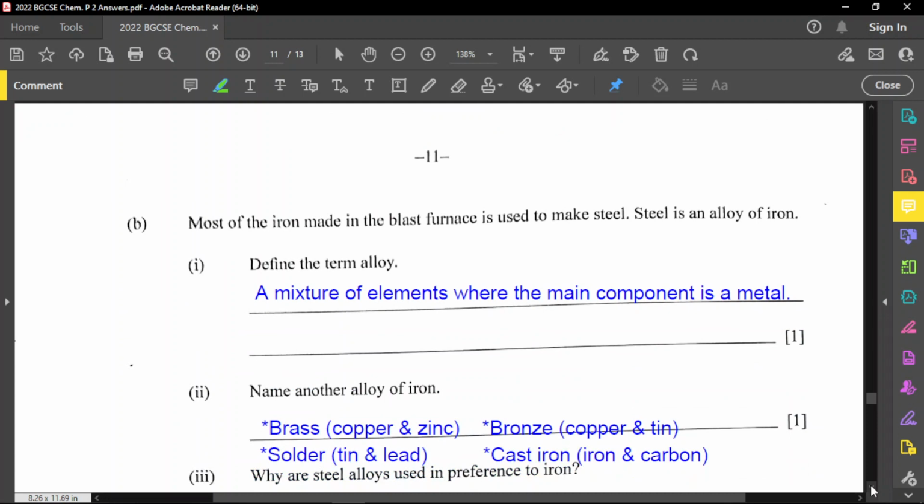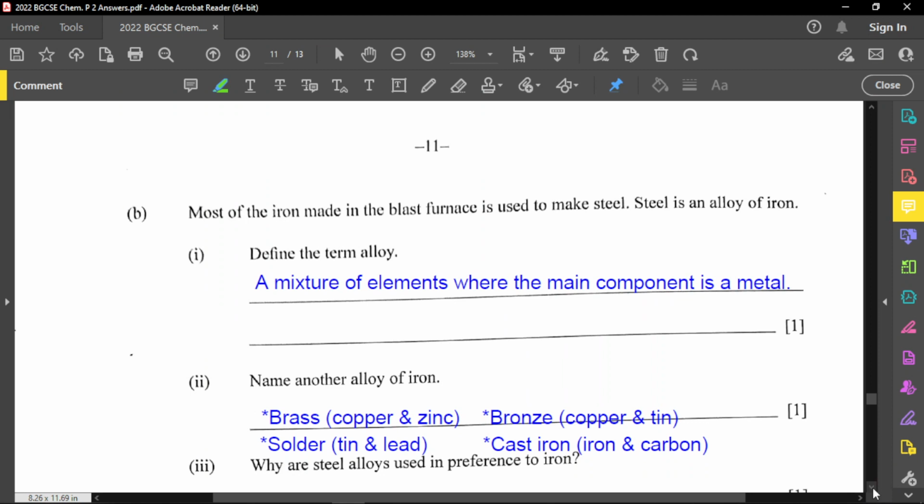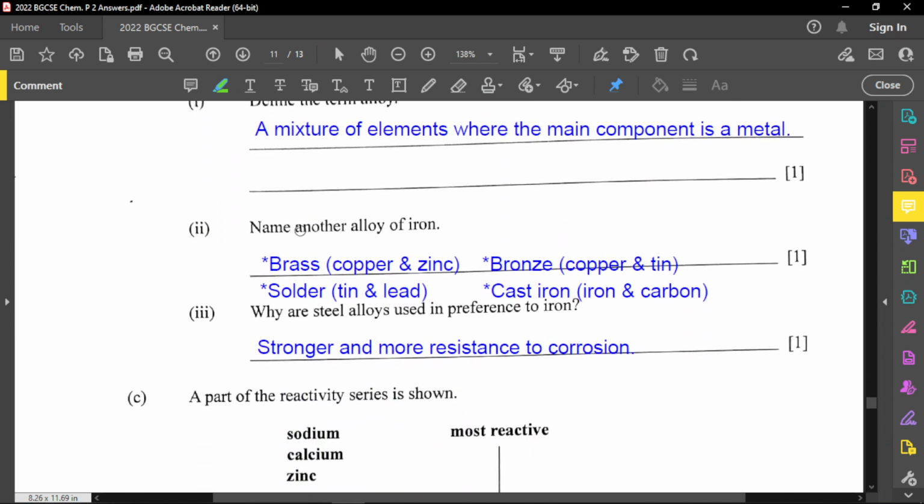For part B, most of the iron made in the blast furnace is used to make steel. Steel is an alloy of iron, and alloy is a defined term. An alloy is really a mixture of elements where the main component is a metal. And of course, that's why they refer to it as a metal alloy, which means only metals are in those alloys. All right, so part 2 is to name another alloy of iron.